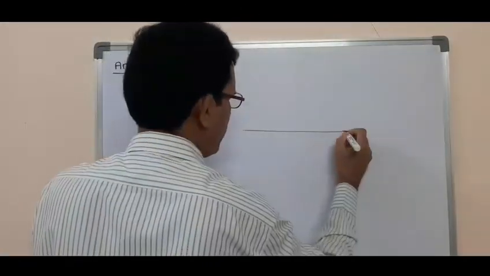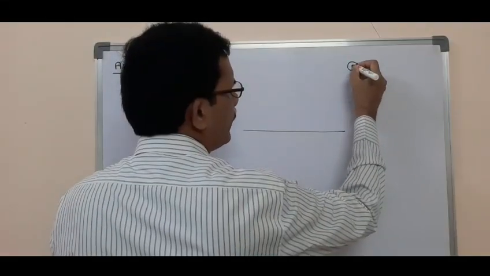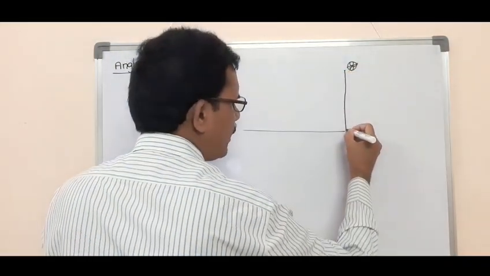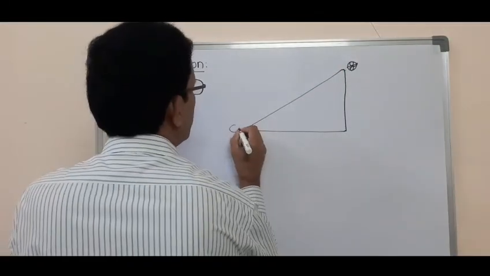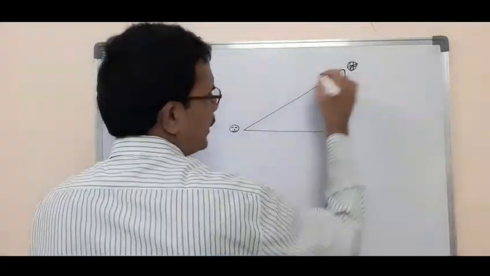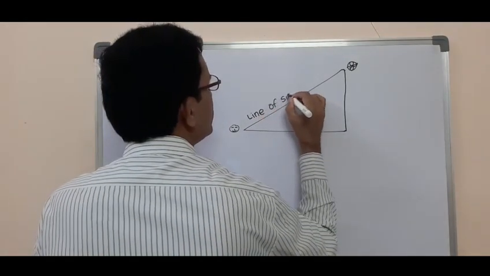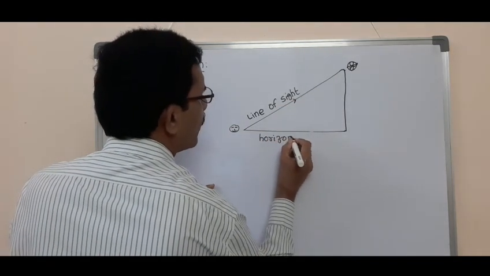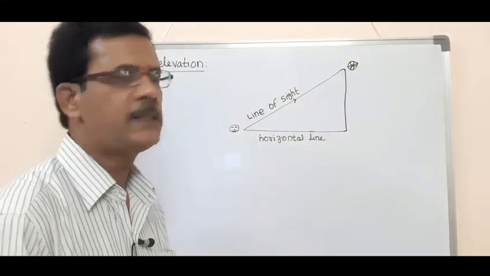This is horizontal line, ground level. Here one object is there, you can consider it as a ball. This is the height of the ball from the ground level. Here observer is there. So he is looking at the ball in this direction. This is called line of sight. This is horizontal line. These two are imaginary lines.